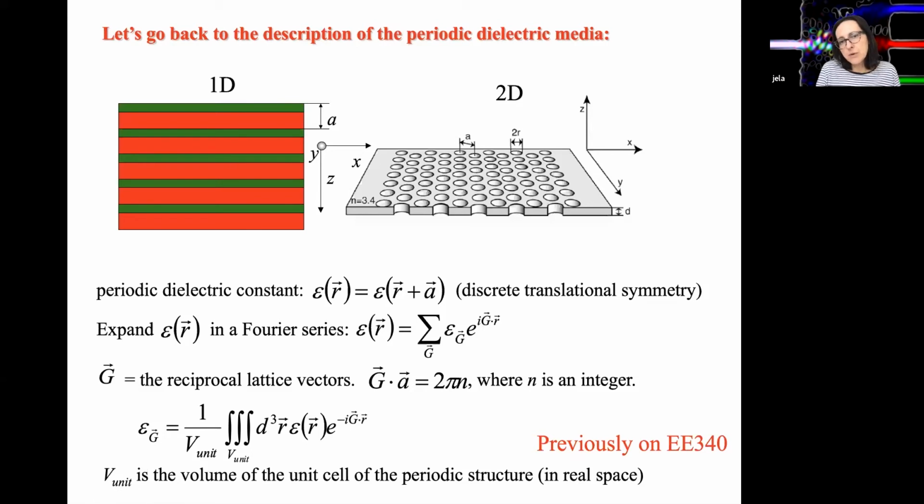But again, any periodic function can be expanded in a Fourier series over reciprocal lattice vectors. That's where reciprocal lattice vectors come into play. They are basically defining the Fourier coefficients, and the Fourier coefficients are calculated by taking this integral over the volume of the unit cell. So that's just the definition of the three-dimensional Fourier series.